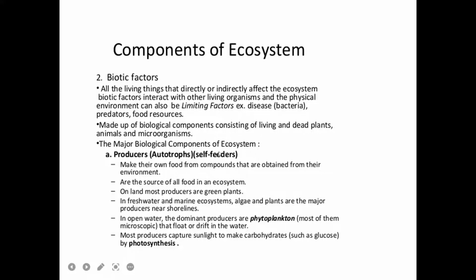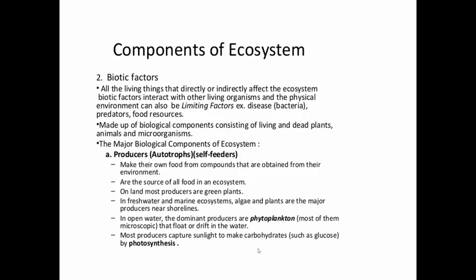The major biological components of the ecosystem are, first, the producers. Producers are also known as the autotrophs. They make their own food from the compounds obtained from their environment, and are the source of all food in an ecosystem. Producers are the main source of food for all other organisms. Autotrophs means they synthesize their own food material. Generally all plants and lower organisms like algae come under producers.